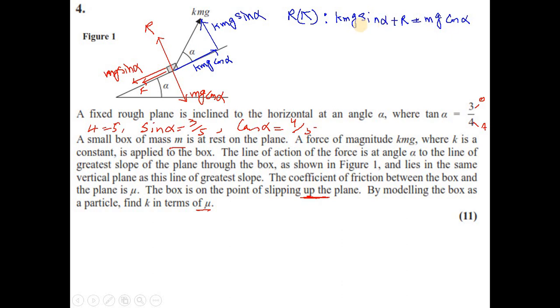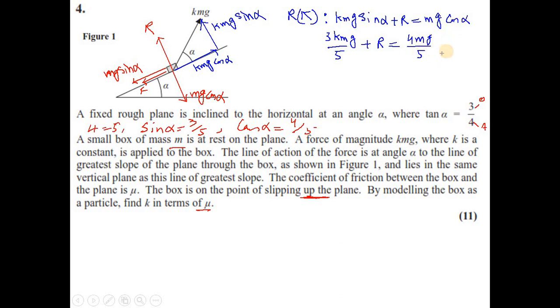And then if you wish, you can substitute the values for sin alpha and cos alpha. So you can say that kmg sin alpha, with sin alpha being 3/5, is 3kmg by 5, plus R is equal to mg cos alpha. Cos alpha is 4 by 5, so 4mg by 5.